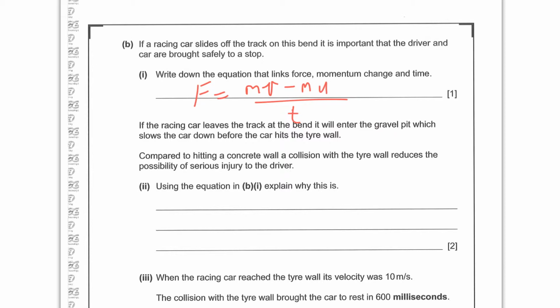Compared to hitting a concrete wall, a collision with the tyre wall reduces the possibility of serious injury to the driver. Use the equation to explain why this is. So this is the idea that if we increase the time, the change of momentum happens over a longer time, and F becomes reduced as a result. So this is what we want to explain.